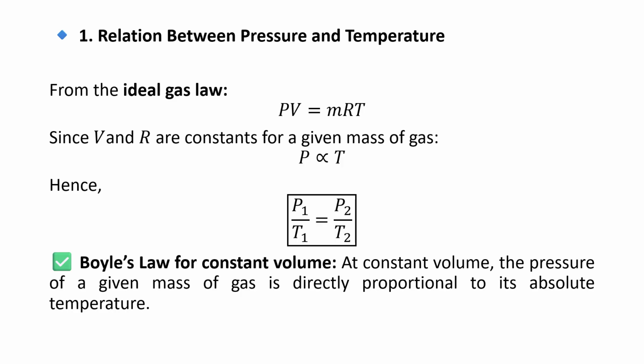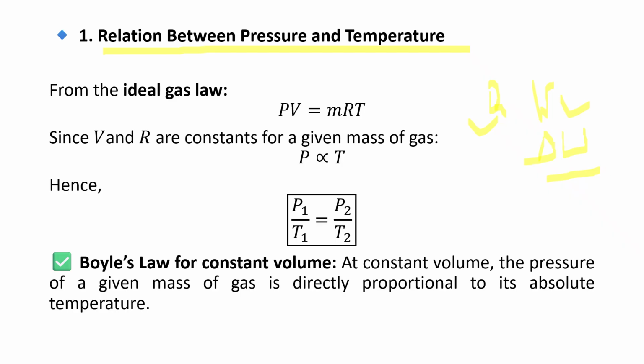We have to find out the relationship between Q, that is heat, work and internal energy as per the first law of thermodynamics. So for the constant volume process, what is the Q value, what is the W value and what is the change in internal energy, these three things we have to find out. First, we find the relationship between pressure and temperature.